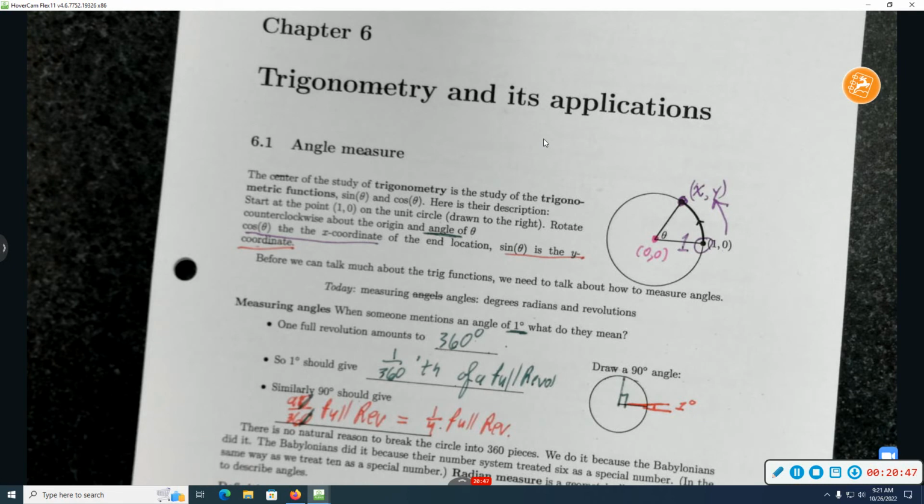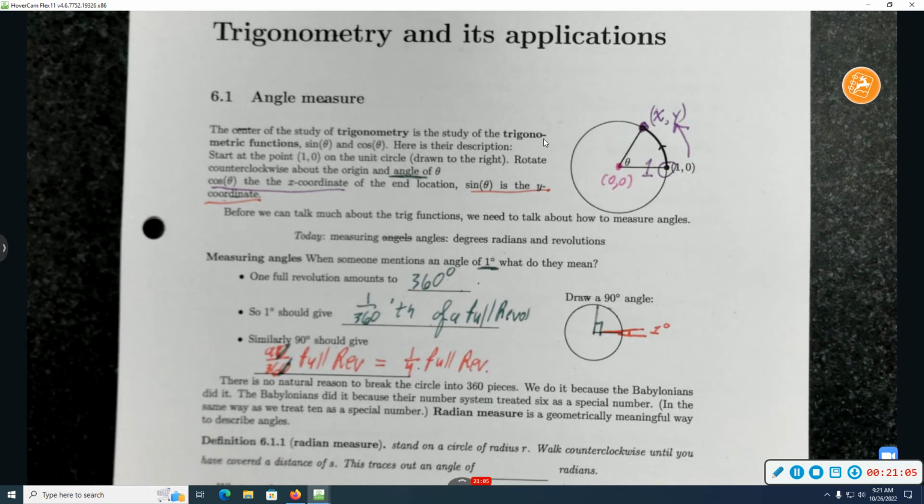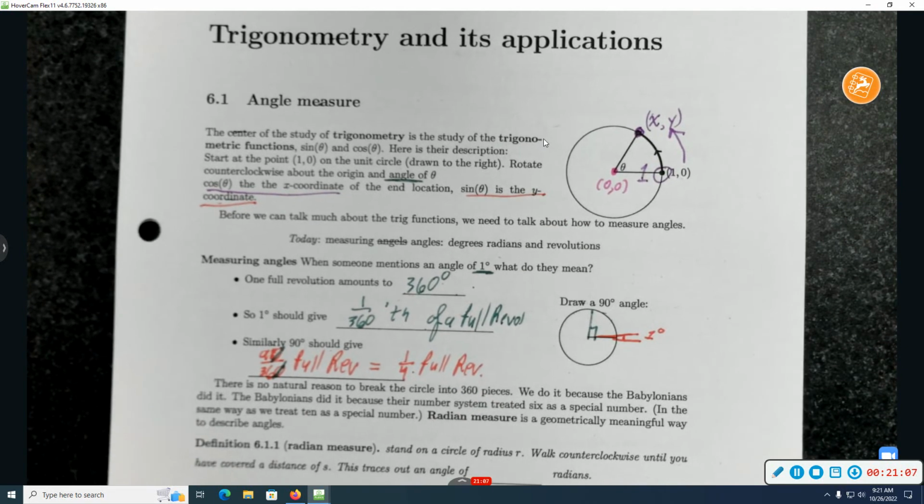I'm going to present a more mathematically rigorous way to talk about angle measure, and it'll be totally geometric. There won't be an arbitrary choice made. So here's the definition of the radian measure of an angle. Stand on a circle of radius r. Walk counterclockwise until you've covered a distance of s.